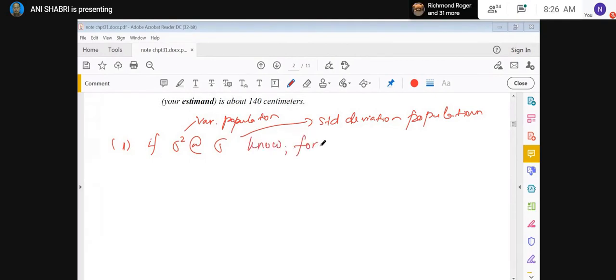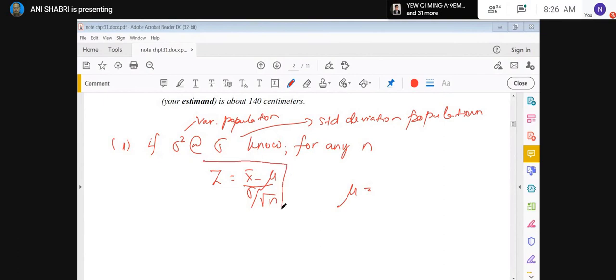For any n, the z is equal to x bar minus mu divided by sigma divided by square root n. From here we want to find what is the value of mu. What is the value of mu? Look here. Apa formula mu? Based on this formula, what is the value of mu?